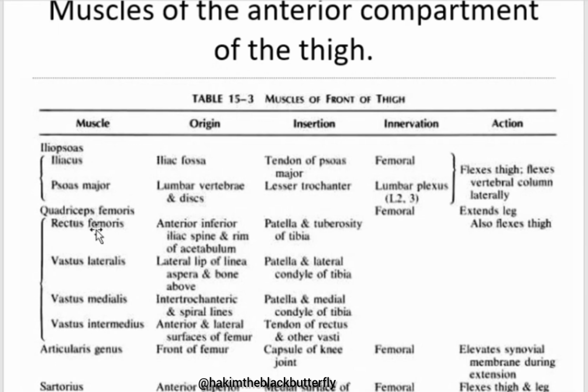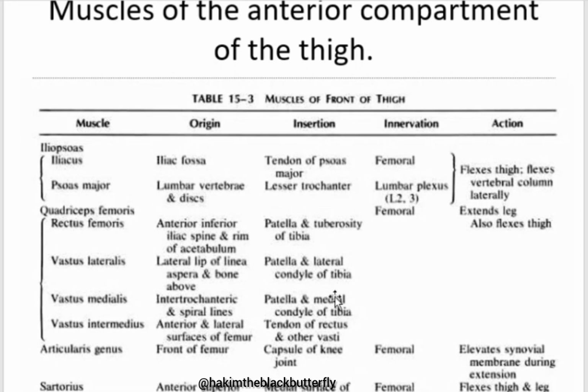Rectus femoris. The origins are indicated here, but you see it is inserting in the patella. Vastus lateralis is also inserting in the patella. Vastus medialis, part of it is inserting in the patella. Vastus intermedius, each tendon joins the tendons of this muscle, especially the tendon of rectus femoris. So you see that parts of the tendons of these muscles unite and insert in the patella. That is why they are taken together.